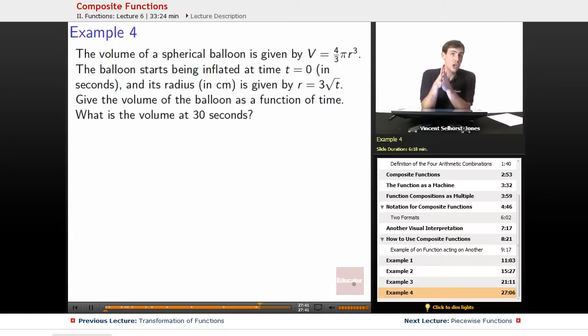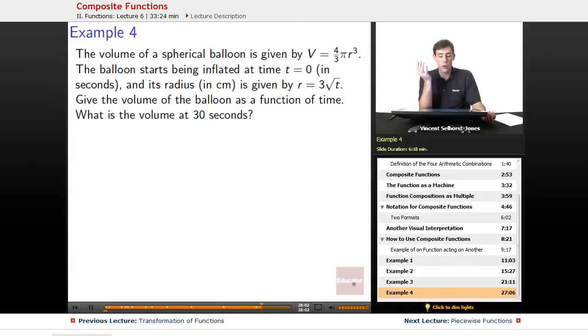So it starts at t equals 0, and what is its radius at t equals 0? R equals 3 root t, so 3 times square root of 0. Oh, so its radius is 0. So it starts off completely small, it's completely uninflated, it's just a dot at 0. And then from there it inflates, so it grows out from that moment in time.